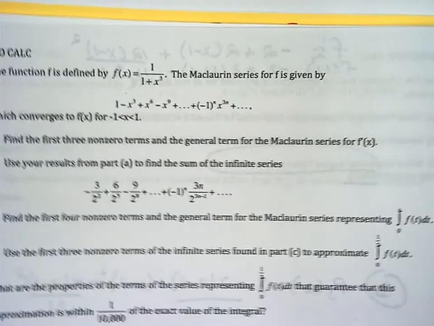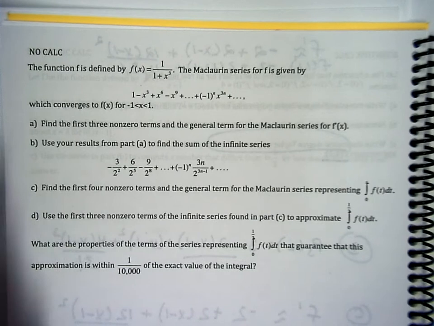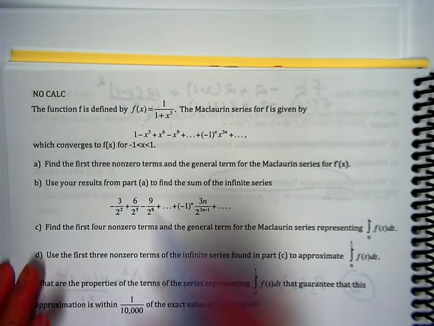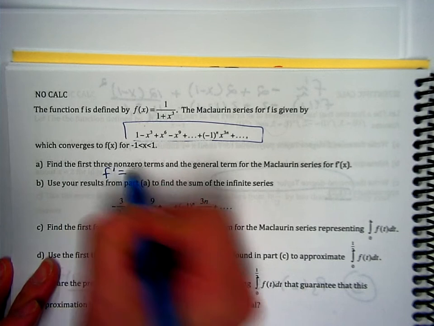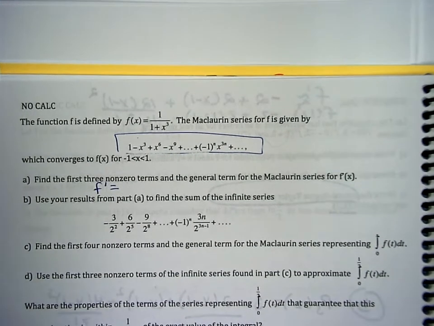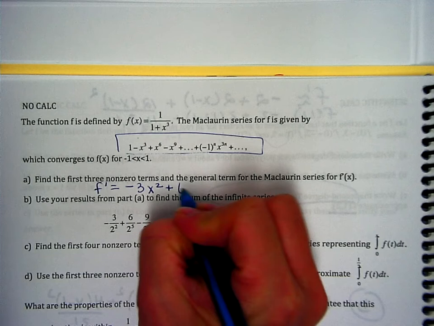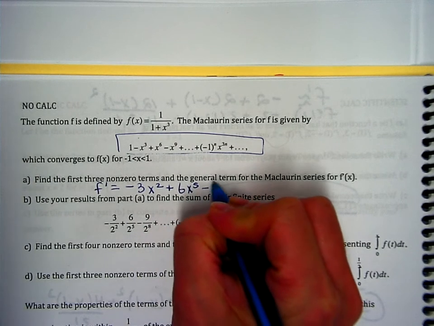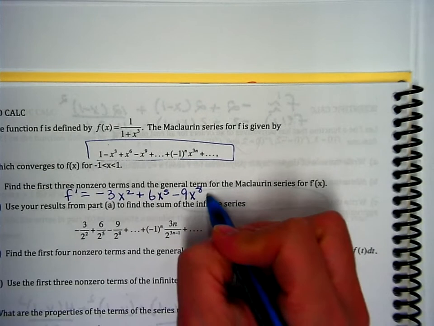Okay, so part A is the straightforward piece. They're asking for the first 3 non-zero terms. So I'm going to just use this, and let's take the first couple derivatives. The derivative of the first term is just 0. The next one is negative 3x squared. Then the next term is 6x to the 5th. The next one is negative 9x to the 8th. There's my 3 non-zero terms, plus dot dot dot.